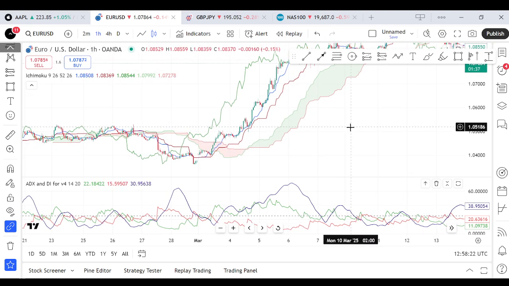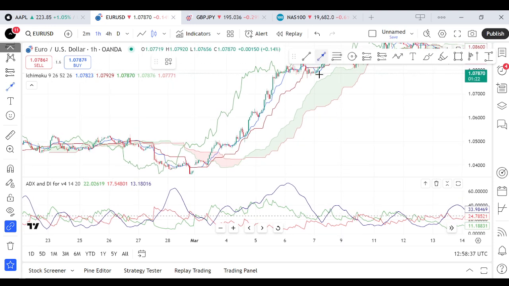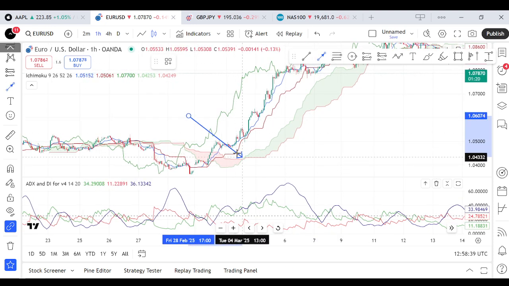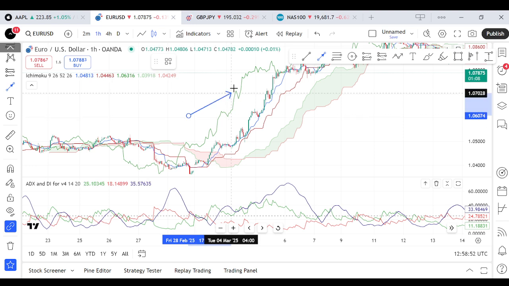Now, first determine the overall trend. For a bullish bias, you should look for price trading above the cloud. We've said this before. And also the Tenkan Sen, which is the conversion line, should be above the baseline. And you can see that here. Price is currently above the cloud right here. And also we have the blue line, which is the conversion line, being above the baseline, which is the red line there. So this signals a bullish trend. You should also look for the lagging span, which is this green line.